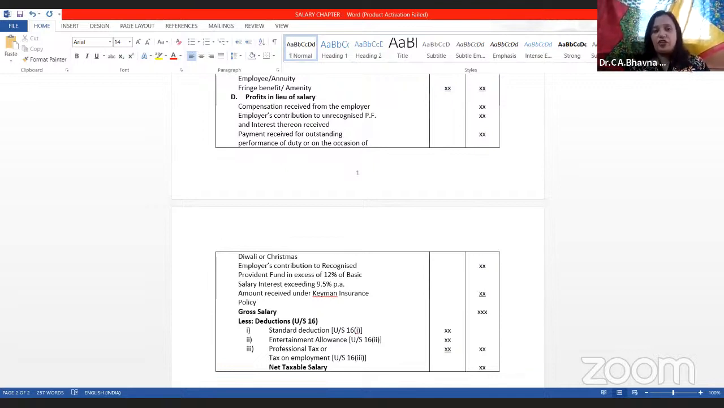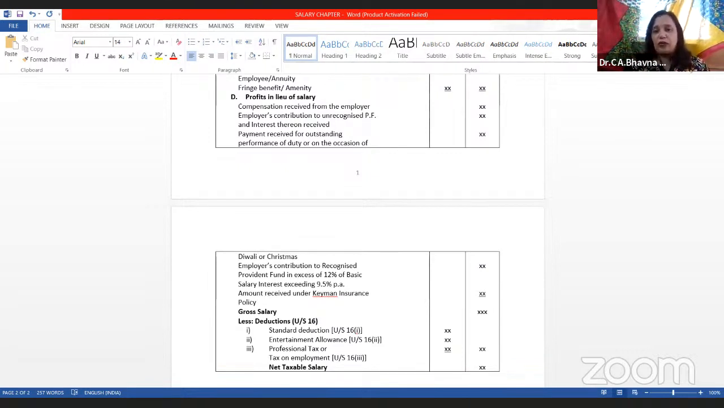Coming to the second deduction, this is interest on borrowed capital, where the property has been acquired, constructed, repaired, renewed, or reconstructed with the borrowed capital. The amount of the interest payable on such capital would be allowed as a deduction. If you have taken any loan on the property, प्रॉपर्टी को बनाने के लिए, कंस्ट्रक्ट करने के लिए, परचेज करने के लिए अगर आपने कोई लोन लिया है, you would be allowed as a deduction.